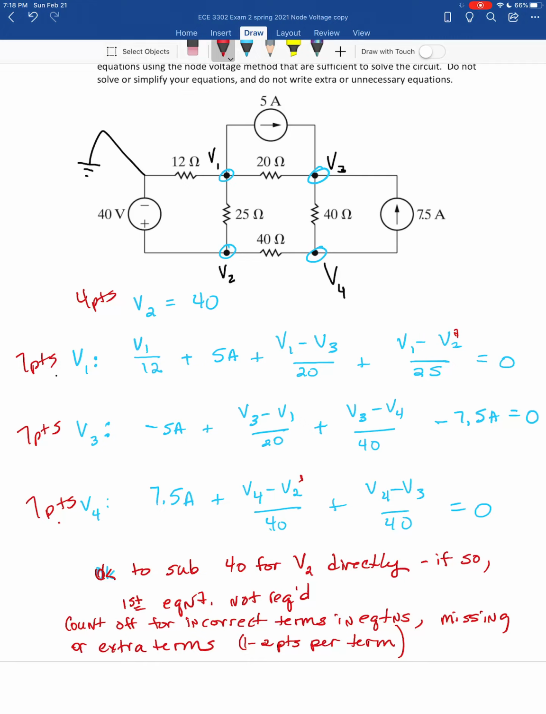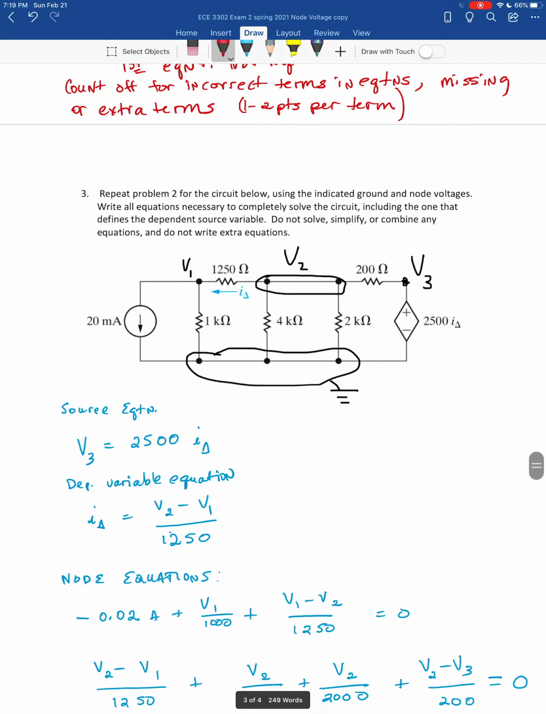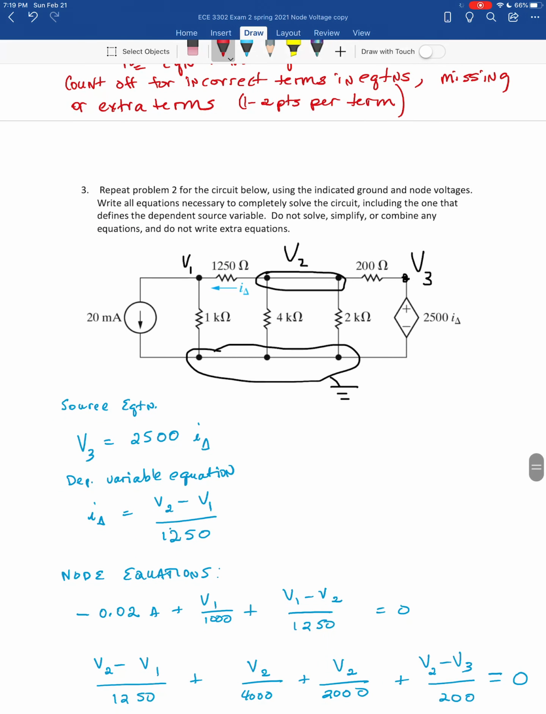So if you did that or just totally didn't get how to write node equations, and there were some people who did not, then it's very possible you could make a 0 on this exam by just writing a bunch of random equations down, none of which were node equations. So that's this one.